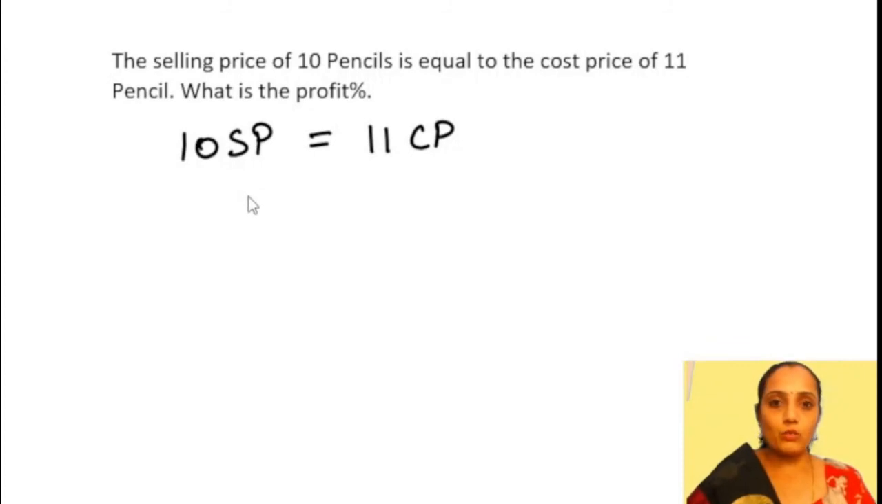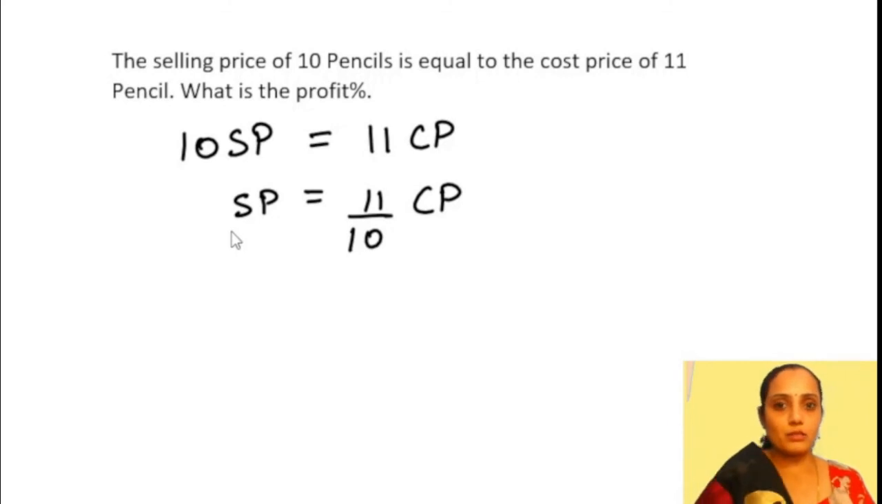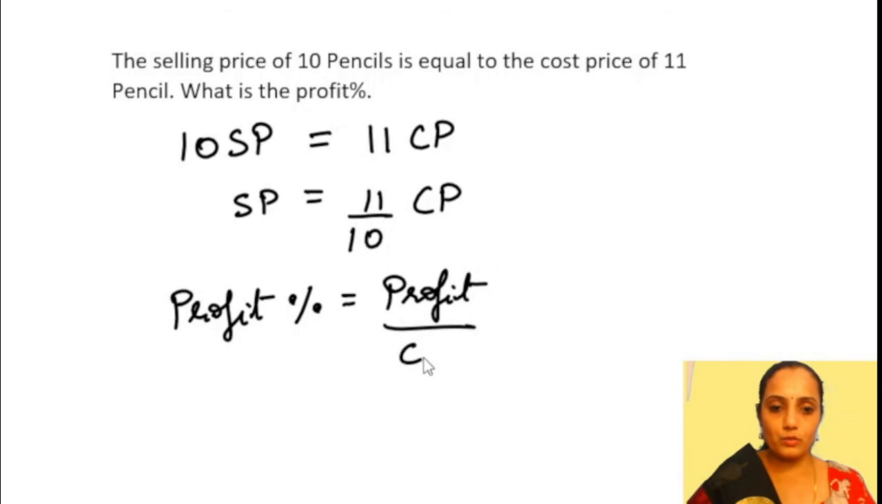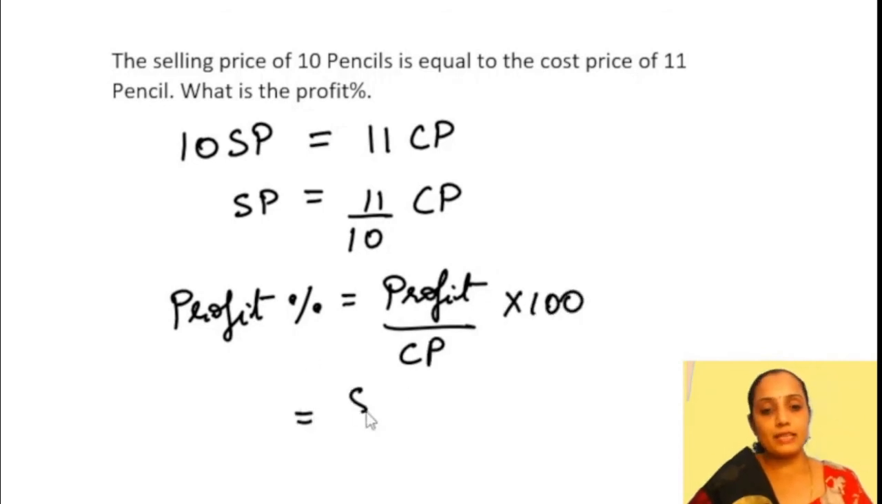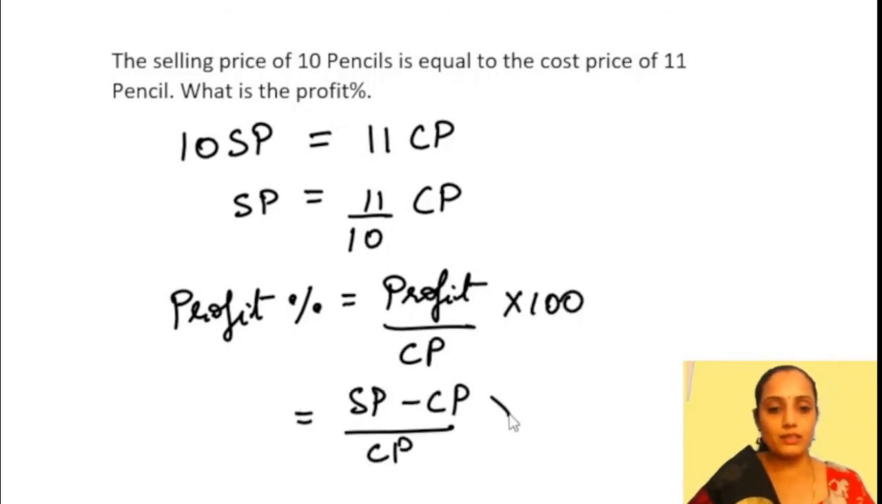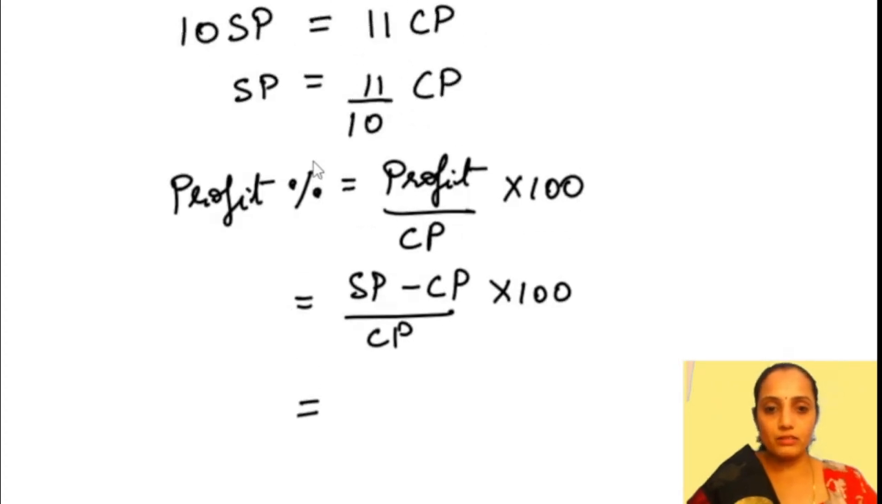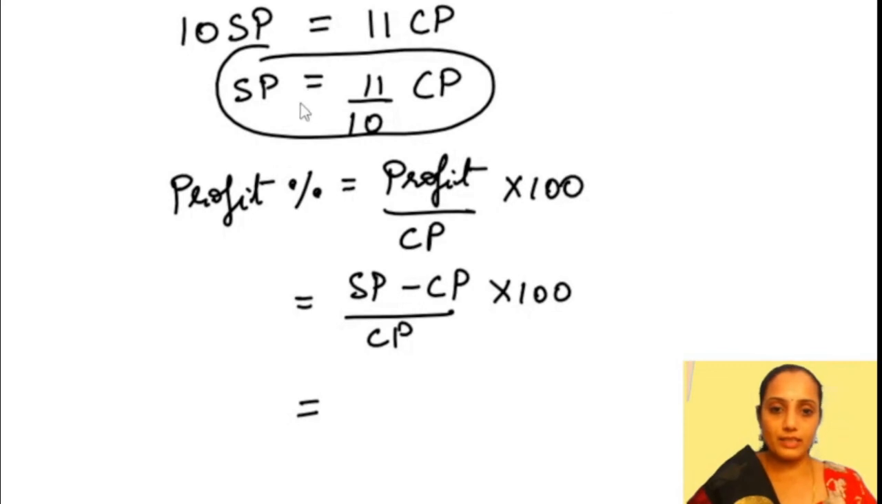Now let's write one in terms of the other. So I am writing selling price in terms of cost price. Now we have to find the profit percentage. Profit percentage is equal to profit by cost price into 100. Okay. Now profit is nothing but selling price minus cost price, which gives us this equation. Here we don't know anything except this one relation that we have been given. So this thing is what I'm going to substitute in place of this value.